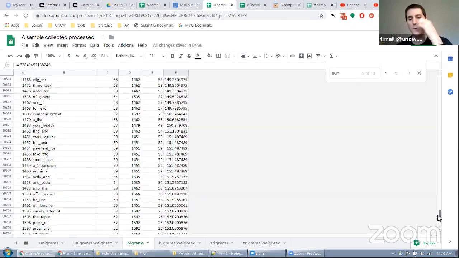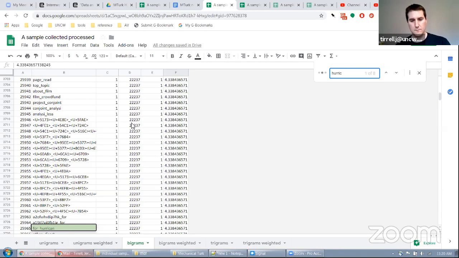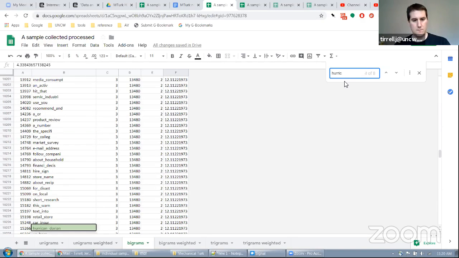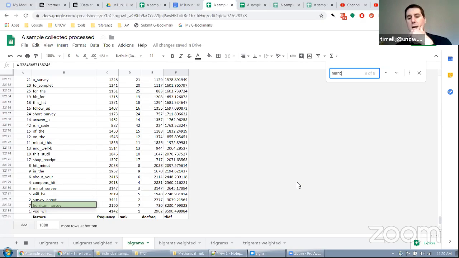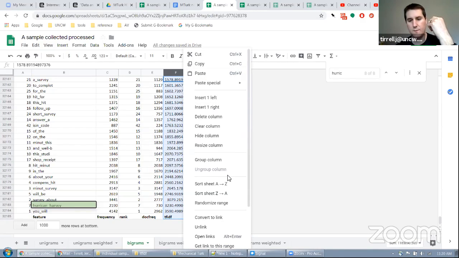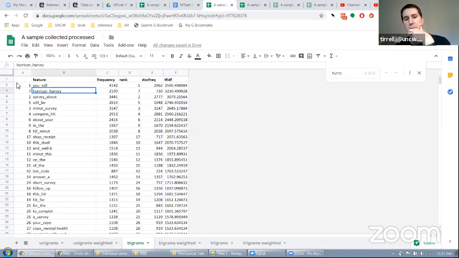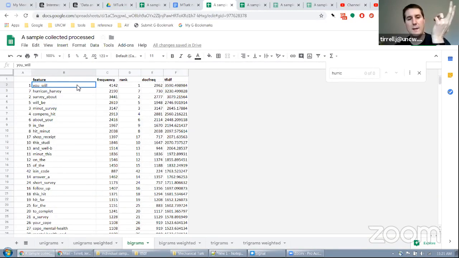Let me find where hurricane appears. Whoops, got to spell it right. Hurricane Dorian. There it is. I also sorted this the wrong way. It does pop up higher than you'd expect. Its rank is 7, but it's second in TF-IDF weighting, and the only ones beating it are essentially stop words.